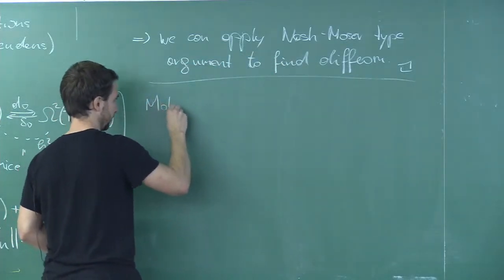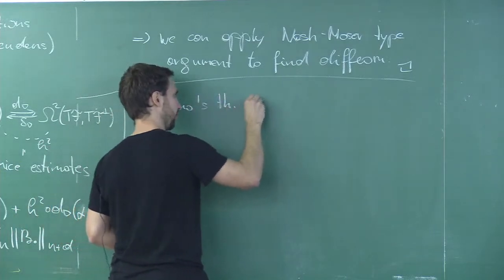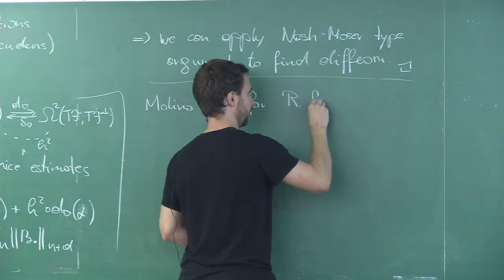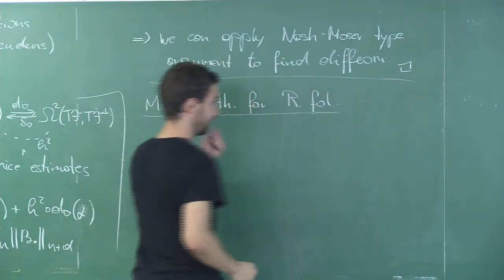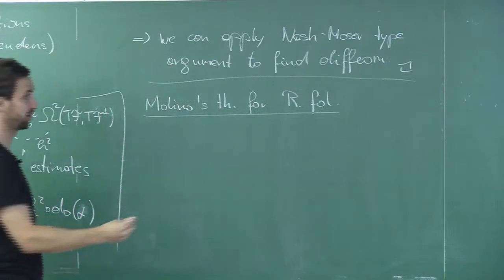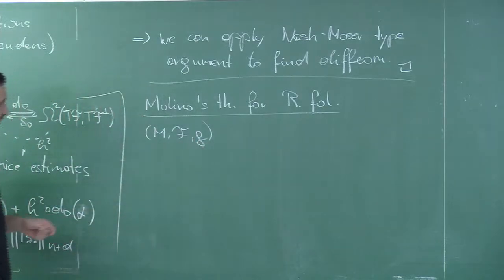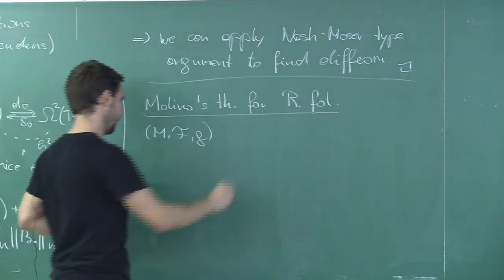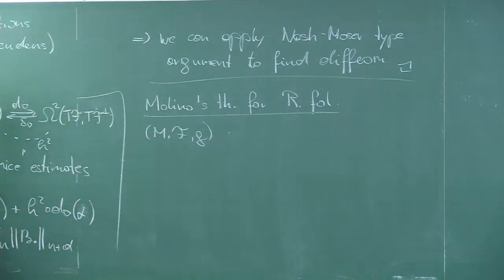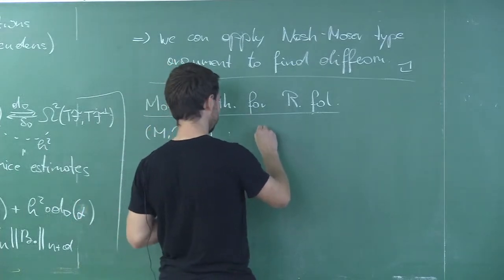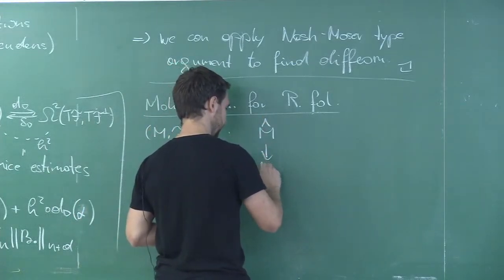Right, let's say Molino. Our starting position is the same as before: M, F, g, a closed manifold, a Riemannian foliation, the bundle-like metric. So what do we obtain from this? Well, we can form the transverse orthogonal frame bundle. I told you that the bundle-like metric basically is a special metric on the normal bundle, and that gives rise to the transverse orthogonal frame bundle, which I call M hat, over M.